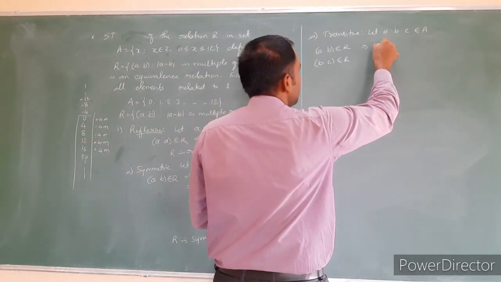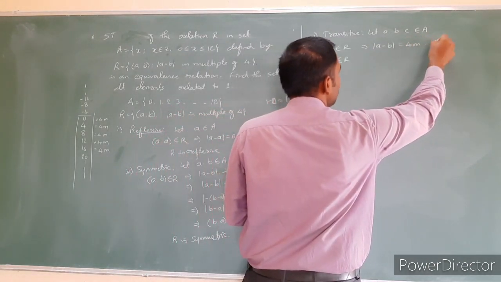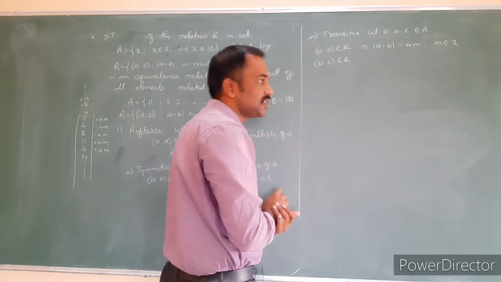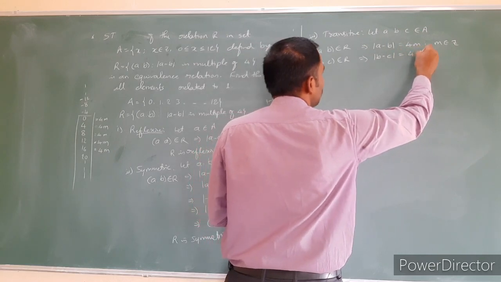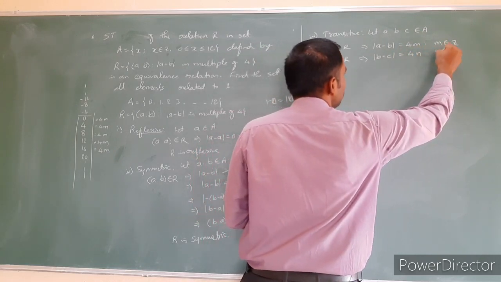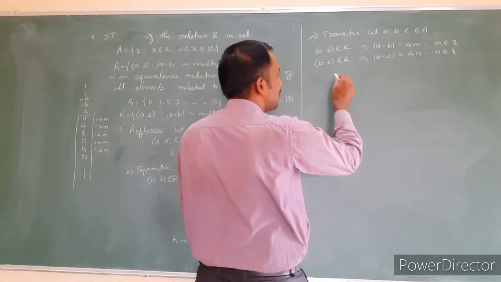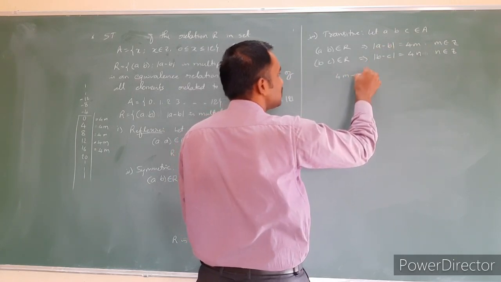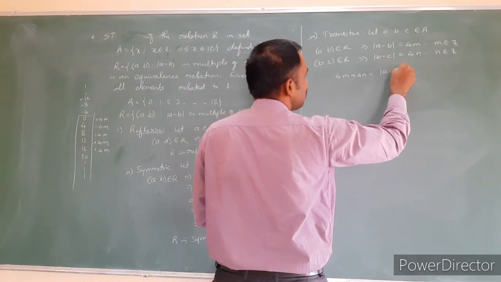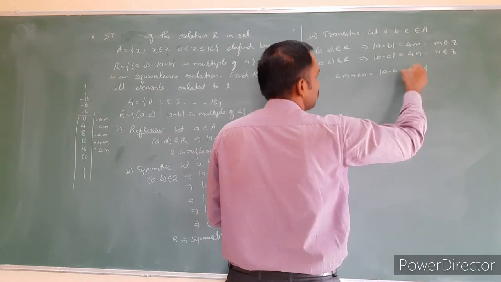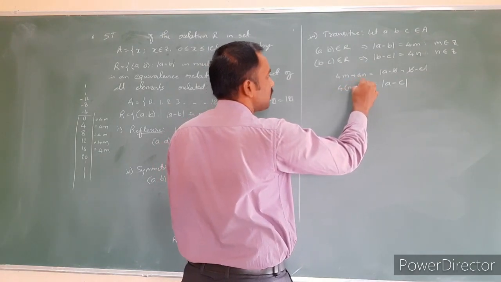(a, b) is present in the relation means mod of a minus b is a multiple of 4. Can I write multiple of 4 as 4m, provided that m is any integer? Similarly for (b, c), mod of b minus c is also a multiple of 4, which I write as 4n, provided that n is any integer. Now I add these two values, 4m plus 4n. That is mod of a minus b plus mod of b minus c, where b minus b gets cancelled, leaving mod of a minus c. On the left-hand side, 4 is common: 4 times (m plus n).